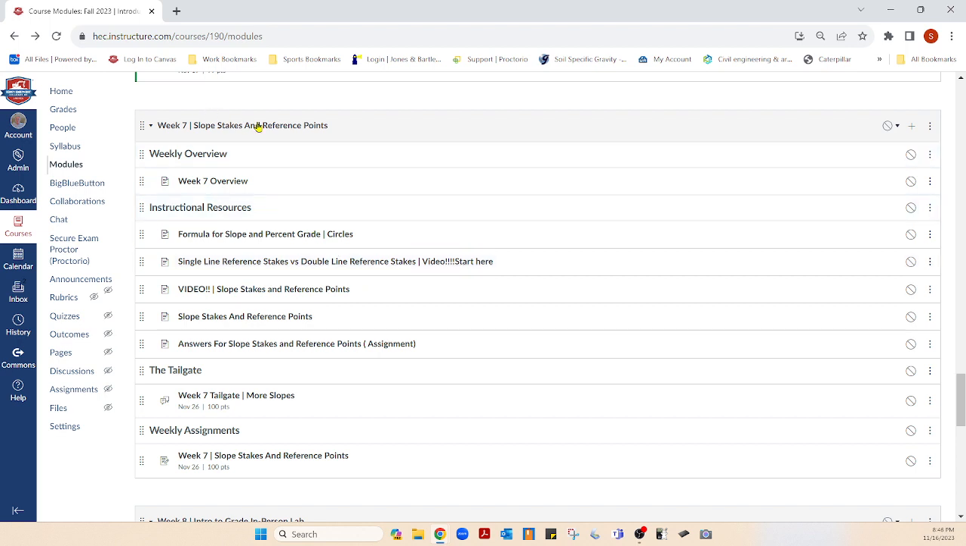So this is called slope stakes and reference points. These are the formula, the little circles I just showed you. This is the first thing I would look at because it really does a good job of distinguishing how to use the double line versus the single line in reference point to slope stakes. Information stakes are sometimes called.